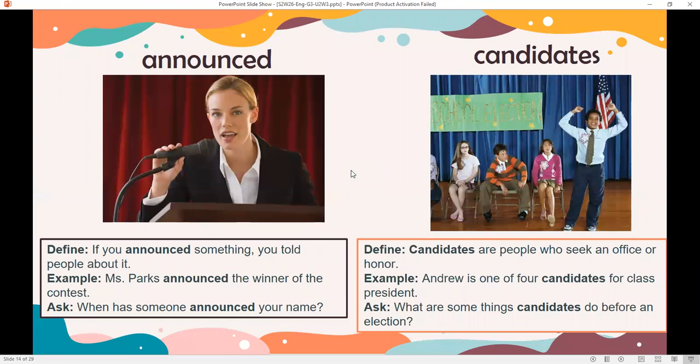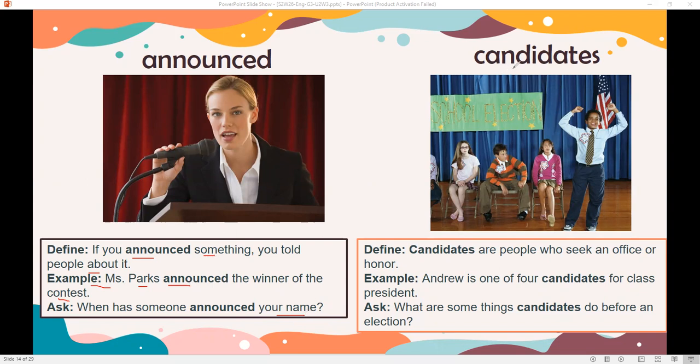Now we have the word announced. What does it mean? If you announced something, you told people about it. For example, Miss Parks announced the winner of the contest. So you want to announce, you tell people about something. When has someone announced your name? Maybe you were participating in a contest, talent show, and then the teacher announced your name.